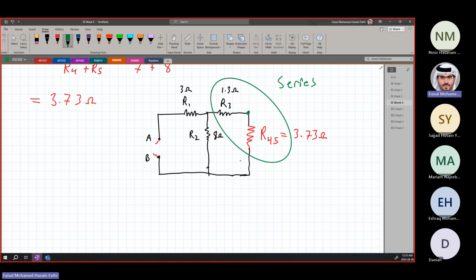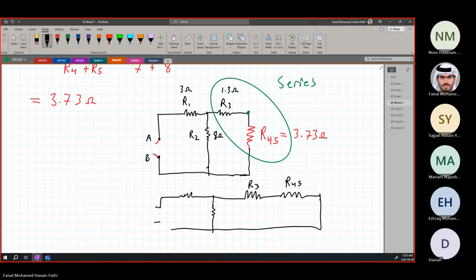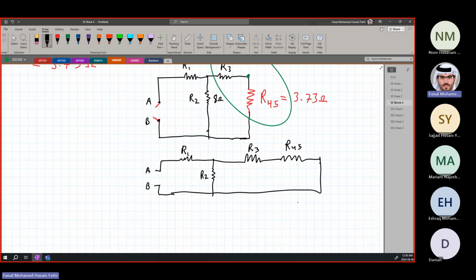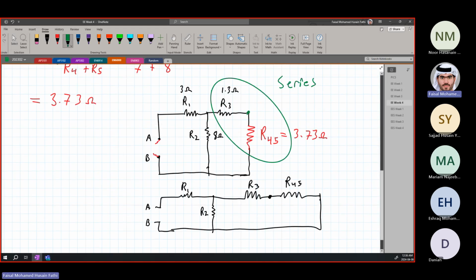Another way I can draw the circuit: we have here the 8 ohm, I can put R3 and R45, so R45 and R3, then A, B, R1, R2. This is another way I can redraw the circuit, because these are just wires, I just move the wires around. So you can clearly see that these are in series. Okay? So series is very easy. R3 and R45 are in series.